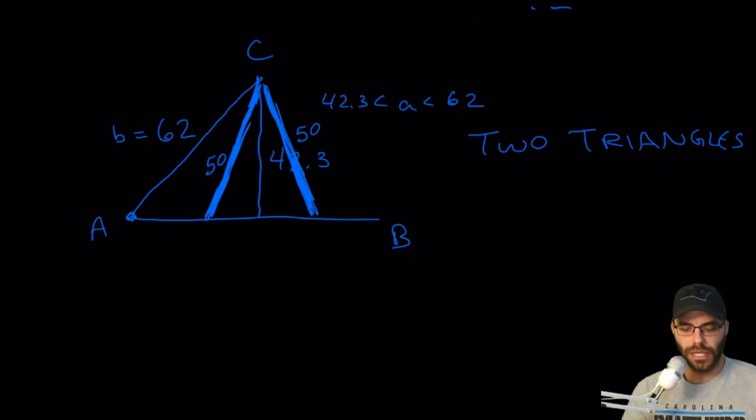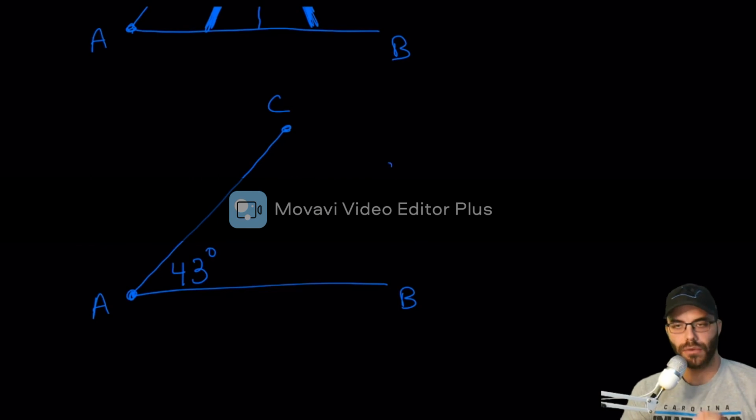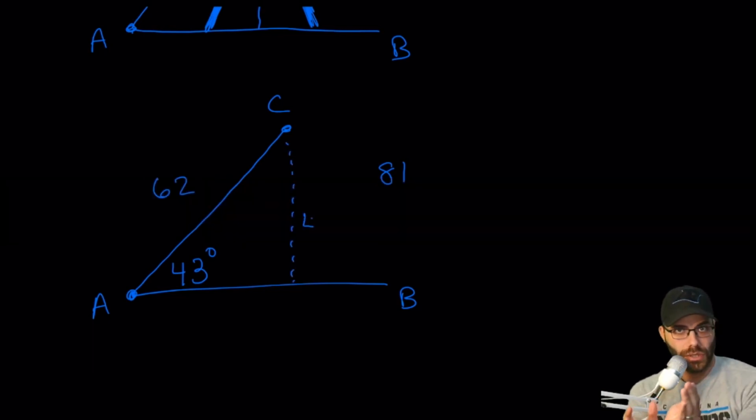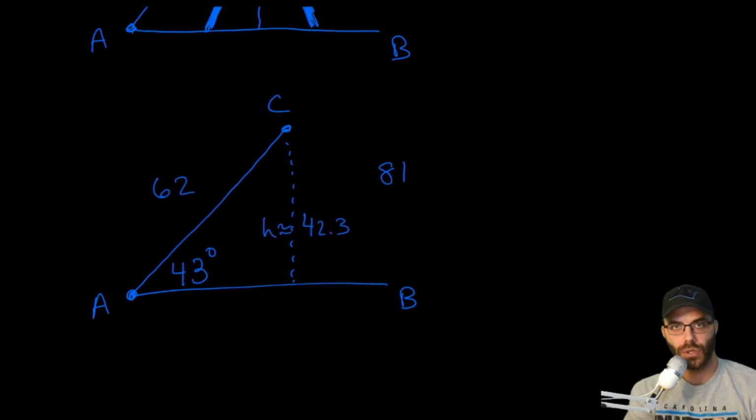Okay, so now let's draw again what we had. Now remember, what we want to do is compare side A, so the side across from the angle that we know. In this case, we know angle A. So we're going to compare side A with the height. Side A measures 81. So that's definitely bigger than 42. So we know we have at least one triangle. Now we compare 81 to 62. 81 is larger than 62. So there can only be one triangle here. There's no possibility for two triangles.